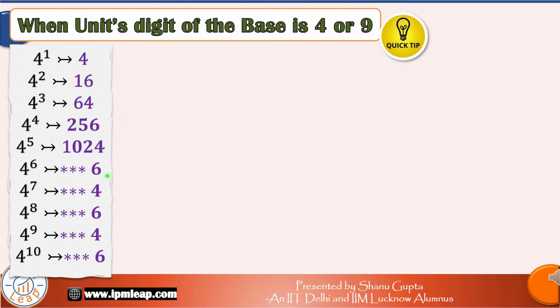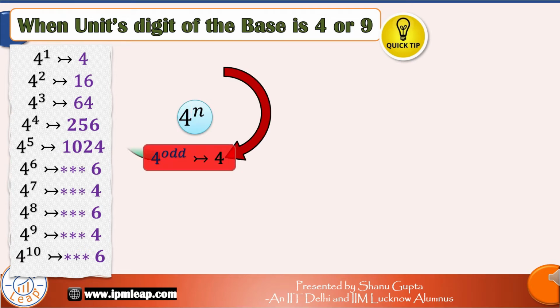There is an alternating pattern of 4 and 6. Whenever the power of 4 is odd, the units digit is 4, and whenever it is even, the units digit is 6. And indeed, if I need to find out the units digit of 4 raised to power 6, I just need to multiply the units digit of 4 raised to power 5, which is equal to 1024, with 4. 4 multiplied by 4 is 16. So next units digit will be 6. And 6 multiplied by 4 is 24. So the units digit of the number after that, which is 4 raised to power 7, will again be 4.